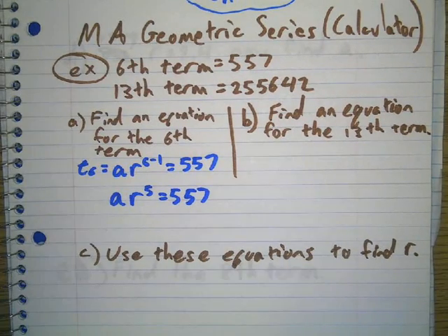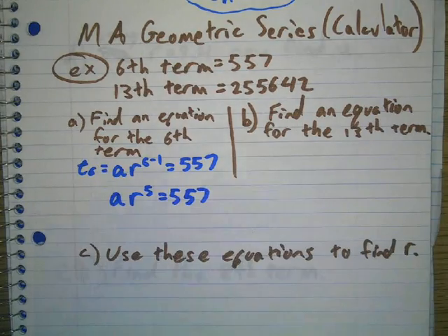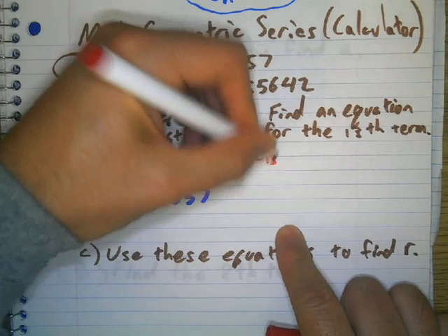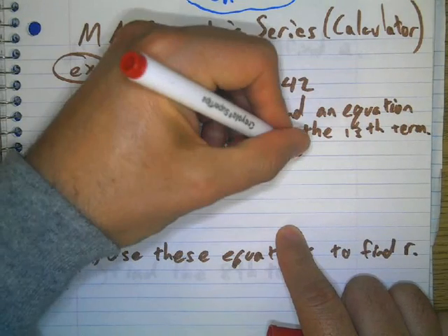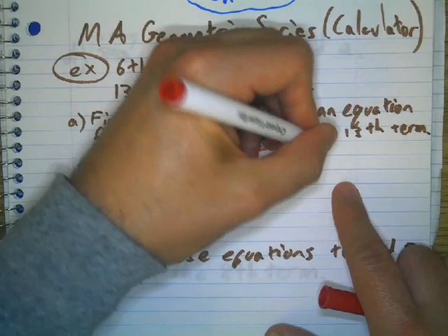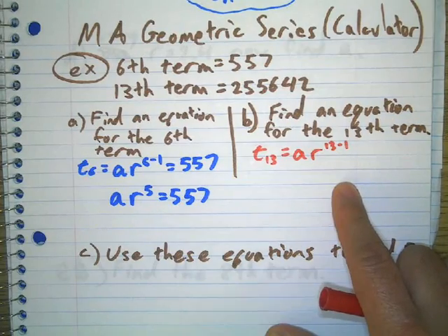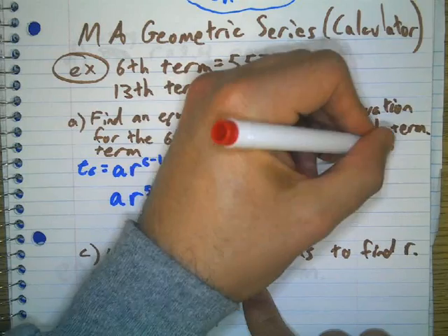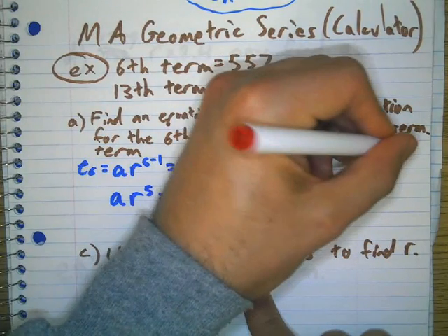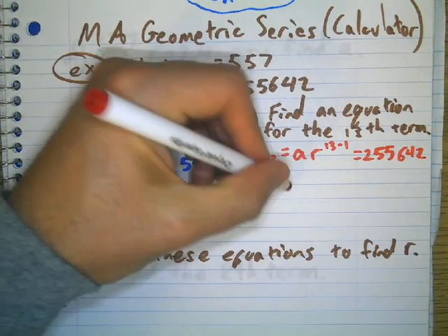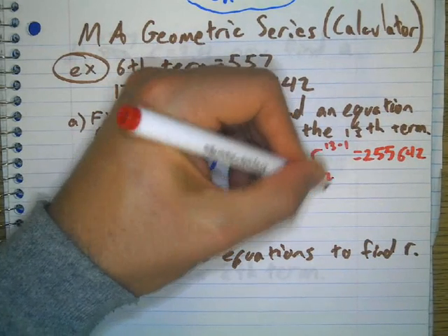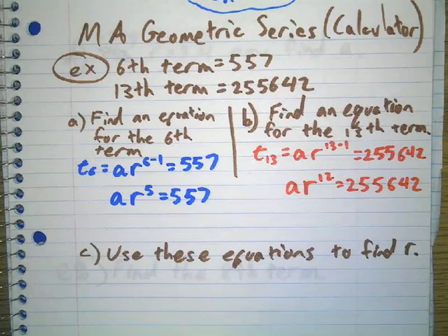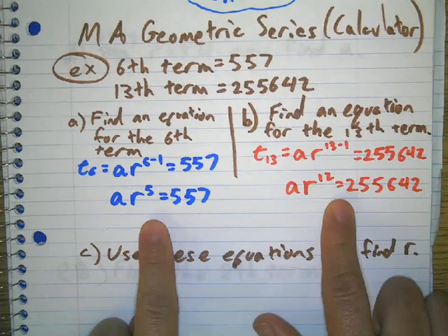Now, we know the 13th term is this value here. So I can say t sub 13 is equal to a times r to the 13 minus 1, replacing n with 13. And you know that that answer is that number, 2,556,42. So we really have a times r to the 12th is equal to this number. Now, using this information, we can solve for r.